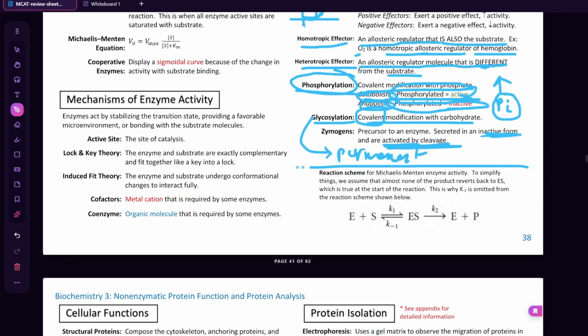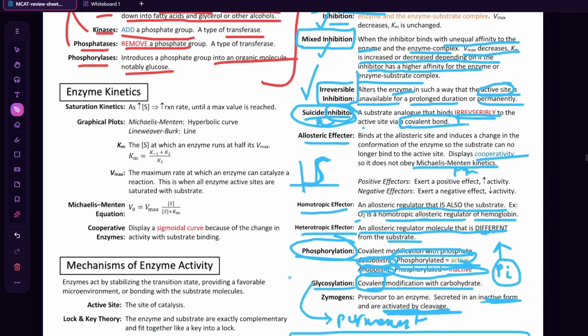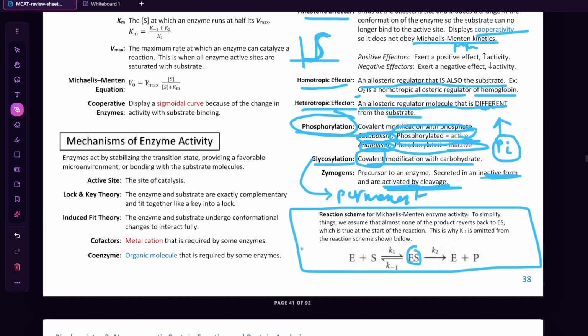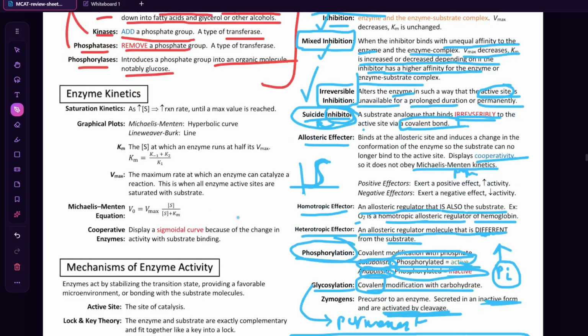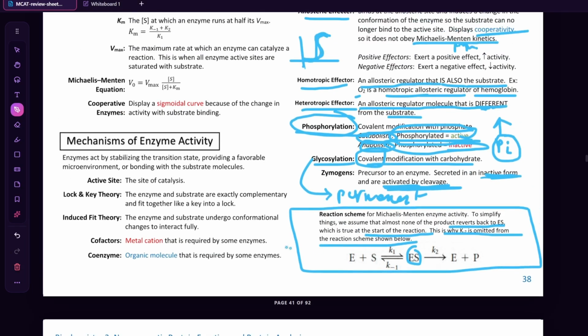This is a reaction scheme from Michaelis-Menten. It's describing that enzyme plus substrate forms the ES complex, which can lead to enzyme plus product. This is related to enzyme kinetics. To simplify things, we can also assume none of the product reverts back to ES, which is true at the start of the reaction. This is why k minus 2 was omitted from the reaction scheme below.